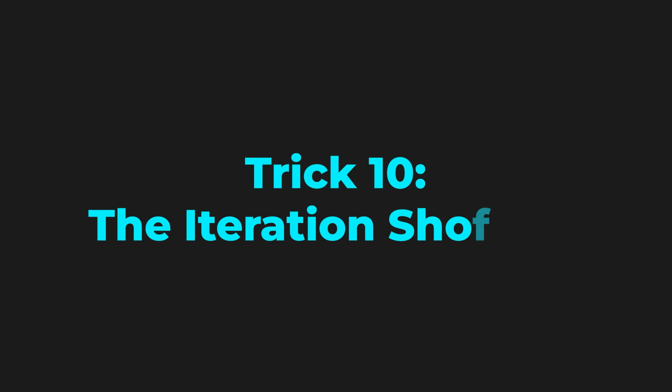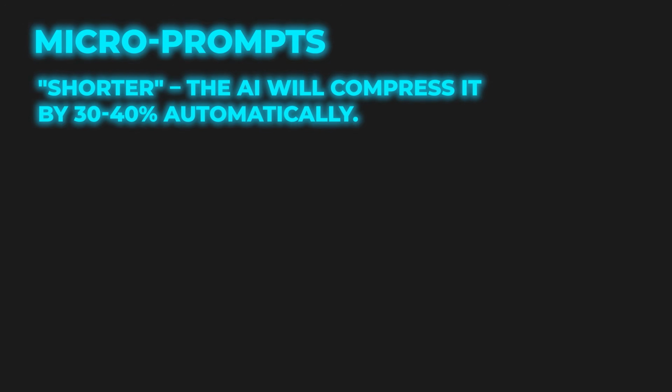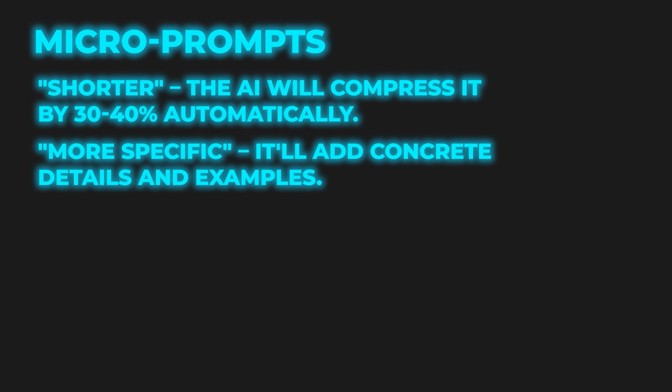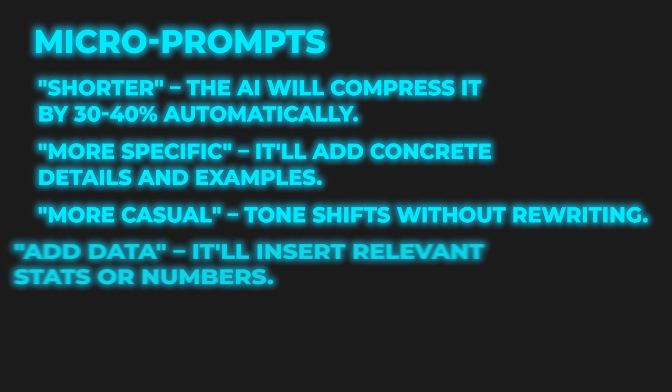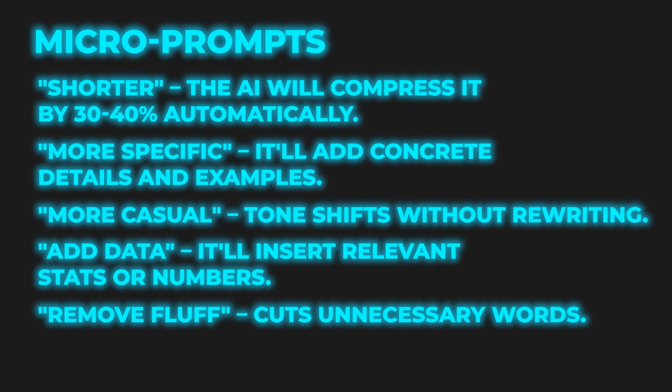The iteration shortcut. Most people rewrite the entire prompt when they want changes. That's a waste. Use iteration shortcuts instead. After you get the first output, use these micro prompts. Shorter, the AI will compress it by 30 to 40% automatically. More specific, it'll add concrete details and examples. More casual, tone shifts without rewriting. Add data, it'll insert relevant stats or numbers. Remove fluff, cuts unnecessary words.